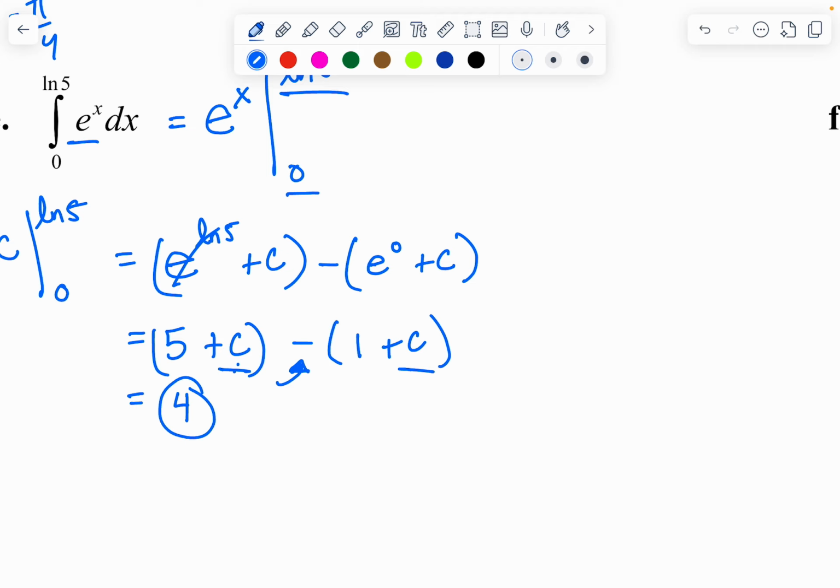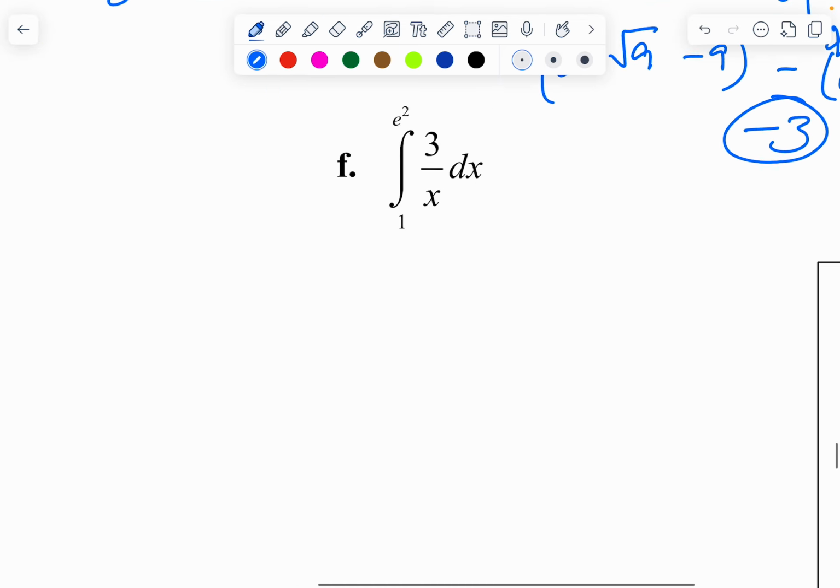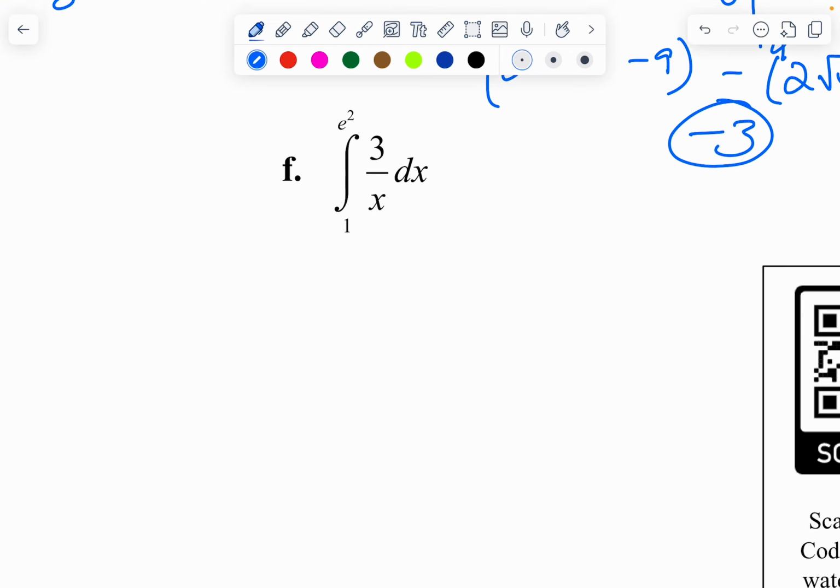So anytime you have a definite integral between two values, we have to remember that that c is going to disappear. It's still there, but we don't need to write it in because it does go away.